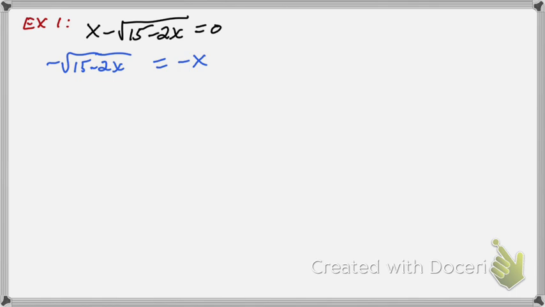Now, to undo the square root, I'm going to square it. But if I square one side of an equation, I've got to square the other side. So I've got to do that. Notice I'm putting parentheses around that minus x because that's the quantity I'm squaring.